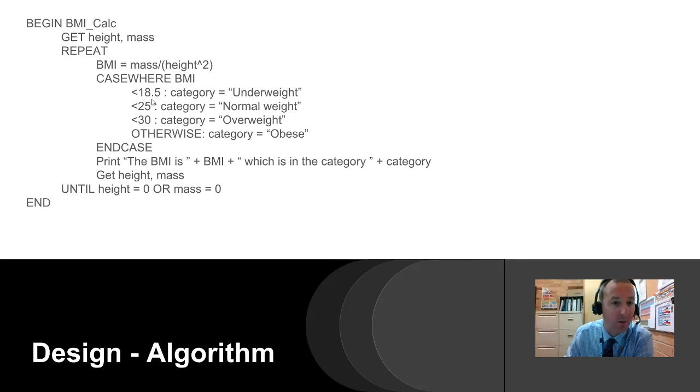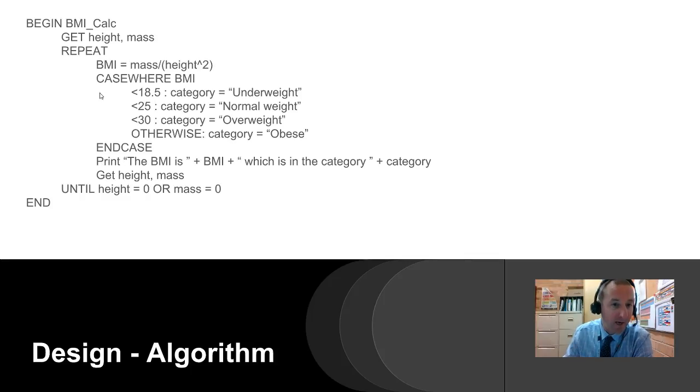The way the caseware works is it goes down until it finds one it matches. So if you're in this 18.5 category, then you're going to get underweight, and that's going to exclude you from entering into these other values that are available here.